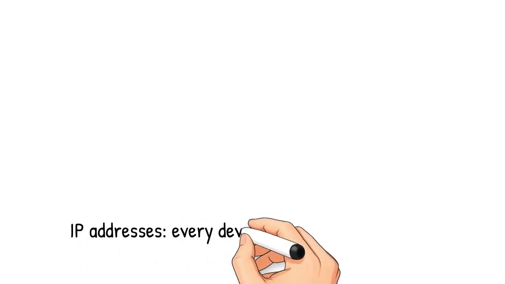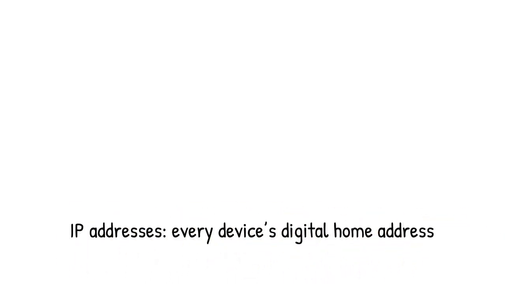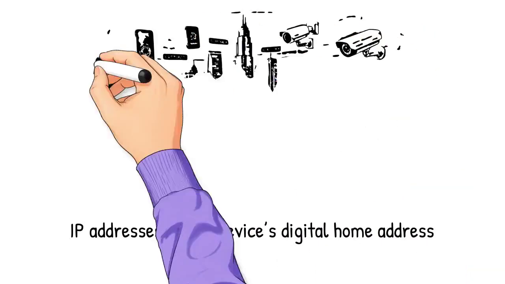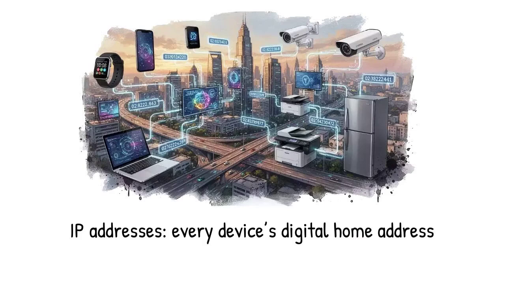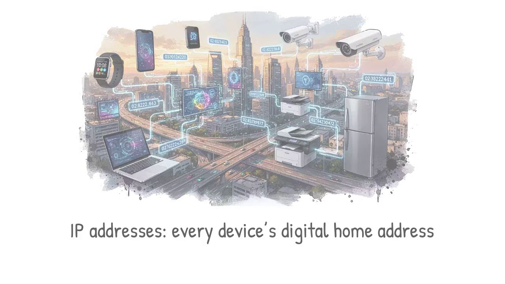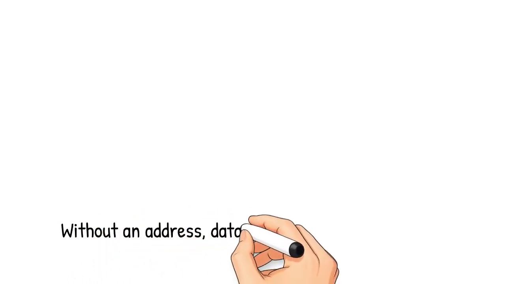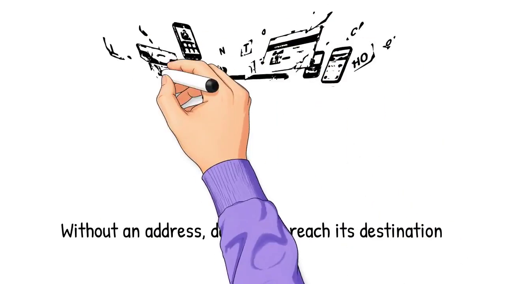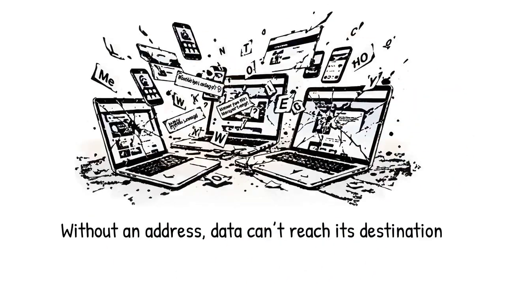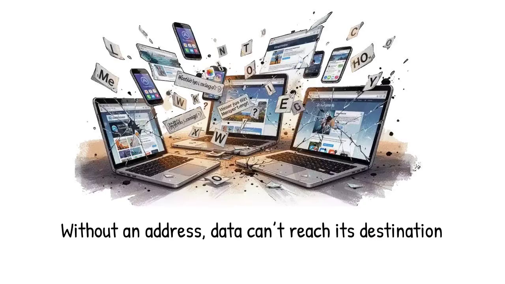Part 2. IP addresses: the digital home address of every device. If the internet were a massive global city, then every device connected to it, your phone, laptop, smartwatch, CCTV camera, office printer, even your smart refrigerator, would need a unique home address. Without this address, nothing would know where to send information. Your messages wouldn't reach their destination, websites wouldn't load, apps wouldn't function, and the entire digital world would collapse into chaos.